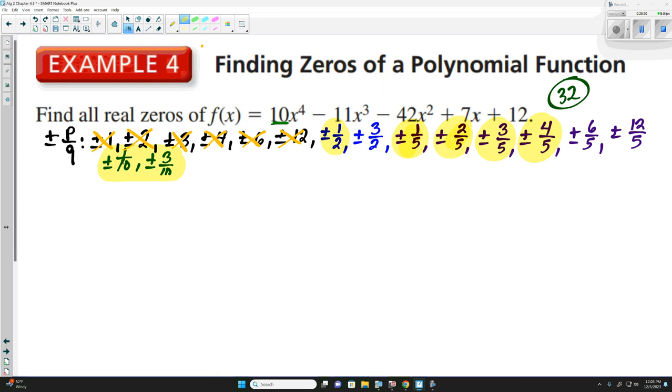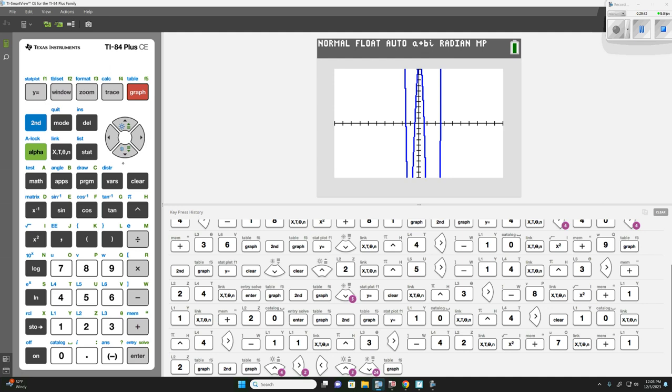Now, 3/5 is a little bit greater than 1/2. 4/5 definitely should be closer to -1 than 0. But out of all these here, we can try -1/2 first.